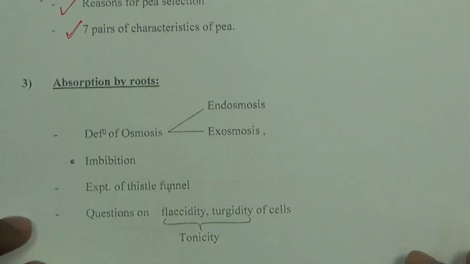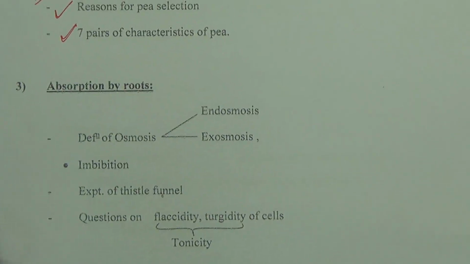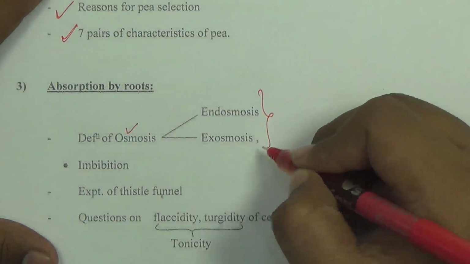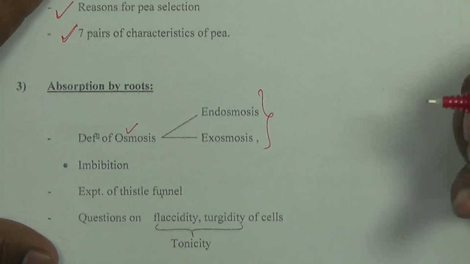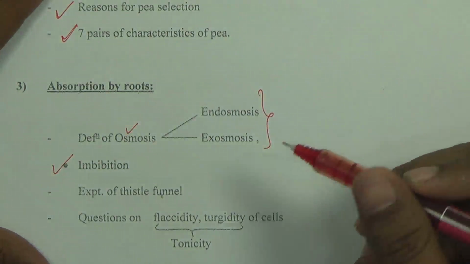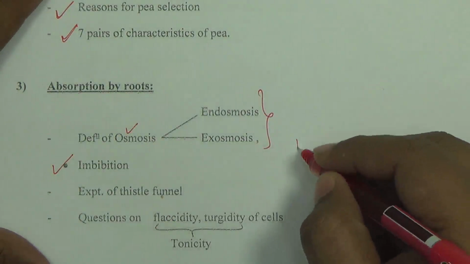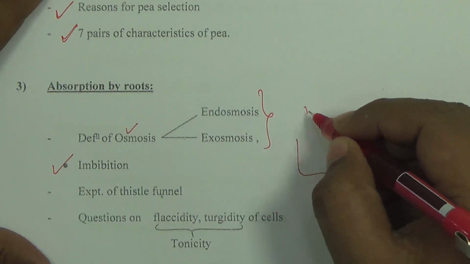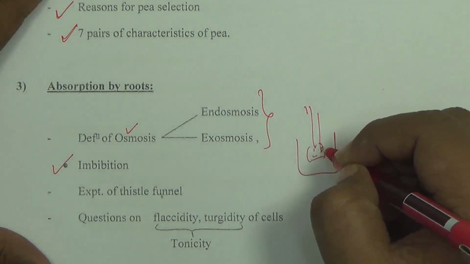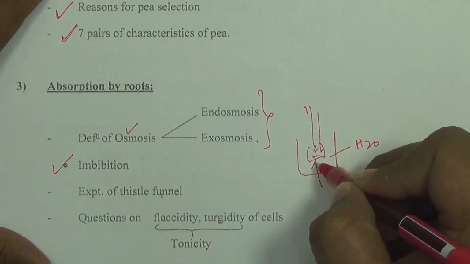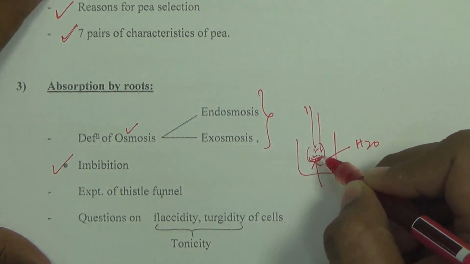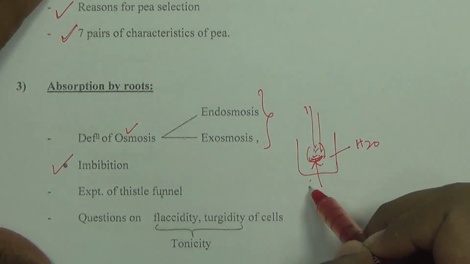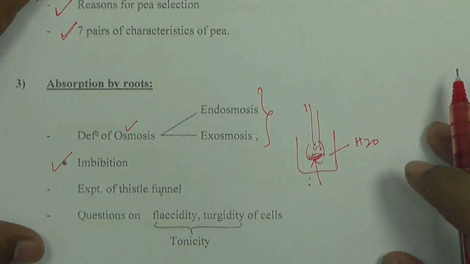Next we come to plant physiology. The first chapter of plant physiology is absorption by roots. Definitely questions on definition of osmosis, the 2 types of osmosis, endosmosis, exosmosis. What is the definition of imbibition? That particular experiment of thistle funnel where you dip it in only water, and then you have a thistle funnel over here which has a sugar solution, and there's a cellophane membrane here or an animal membrane here, so that endosmosis can take place. Right? So this particular experiment is there in your concise. Please have a look at it.